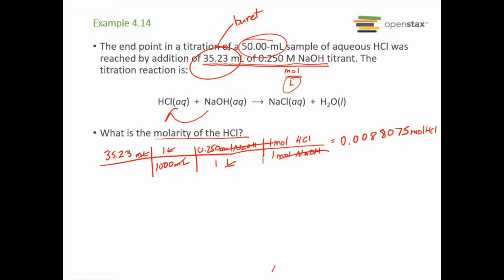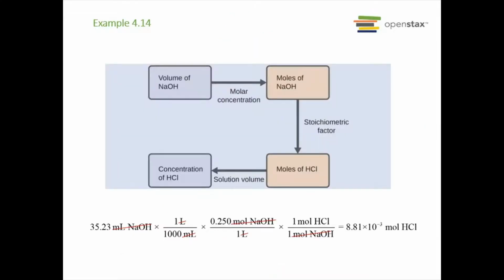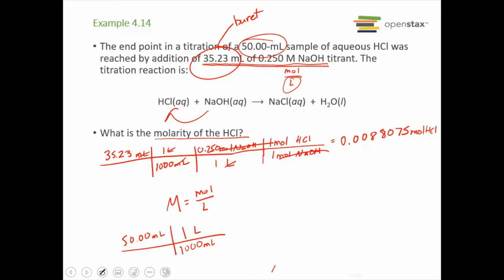So now the molarity is equal to moles divided by liters. And we have 50.00 milliliters. We have 1 liter for every 1,000 milliliters. So that's 0.05000 liters. So our molarity is 0.0088075 moles divided by 0.05000 liters.